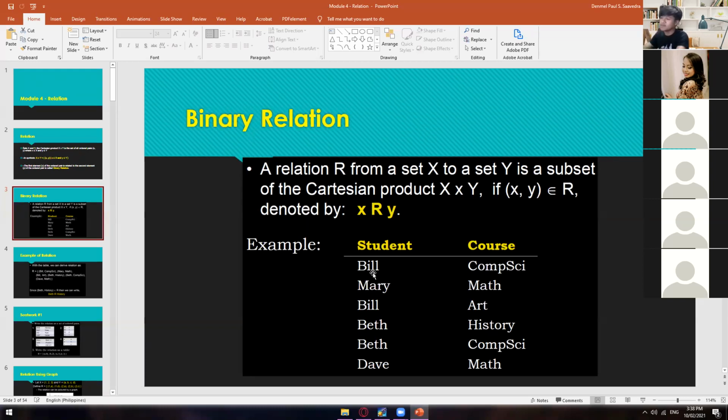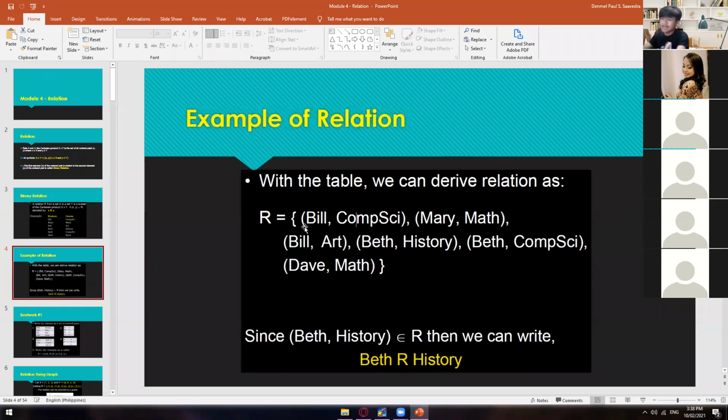Okay. So Bill is related to comp sci. Bill is the element x, and comp sci is the element y. This R here means in relation or related to. So you can read that as x R y. We have 6 elements on one side and 6 elements on the other side. You can list this as a set wherein Bill is in relation with comp sci, Mary is in relation with math, Bill is in relation with art, and so on and so forth.